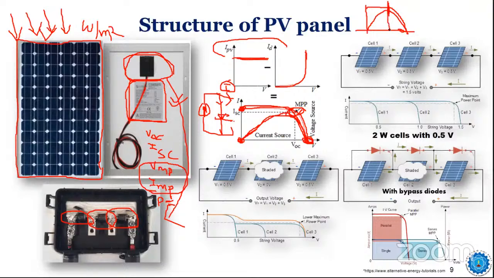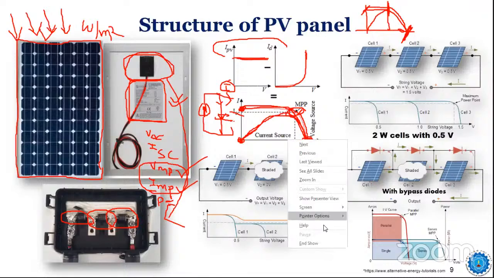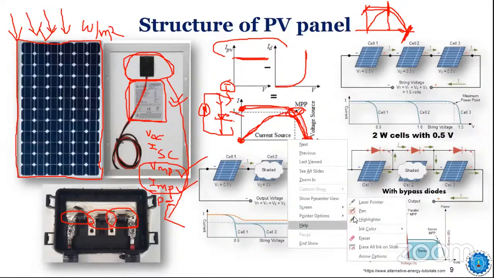Corresponding to this, the voltage and the current are called VMP and IMP, that is, the voltage and current corresponding to the maximum power point. Here it is marked wrong. This is not VOC and ISC. These are the VOC, the open circuit voltage, and this is the ISC, the short circuit current. Whereas the voltage and current corresponding to the maximum power point are called VMP and IMP. Okay, so just a second.